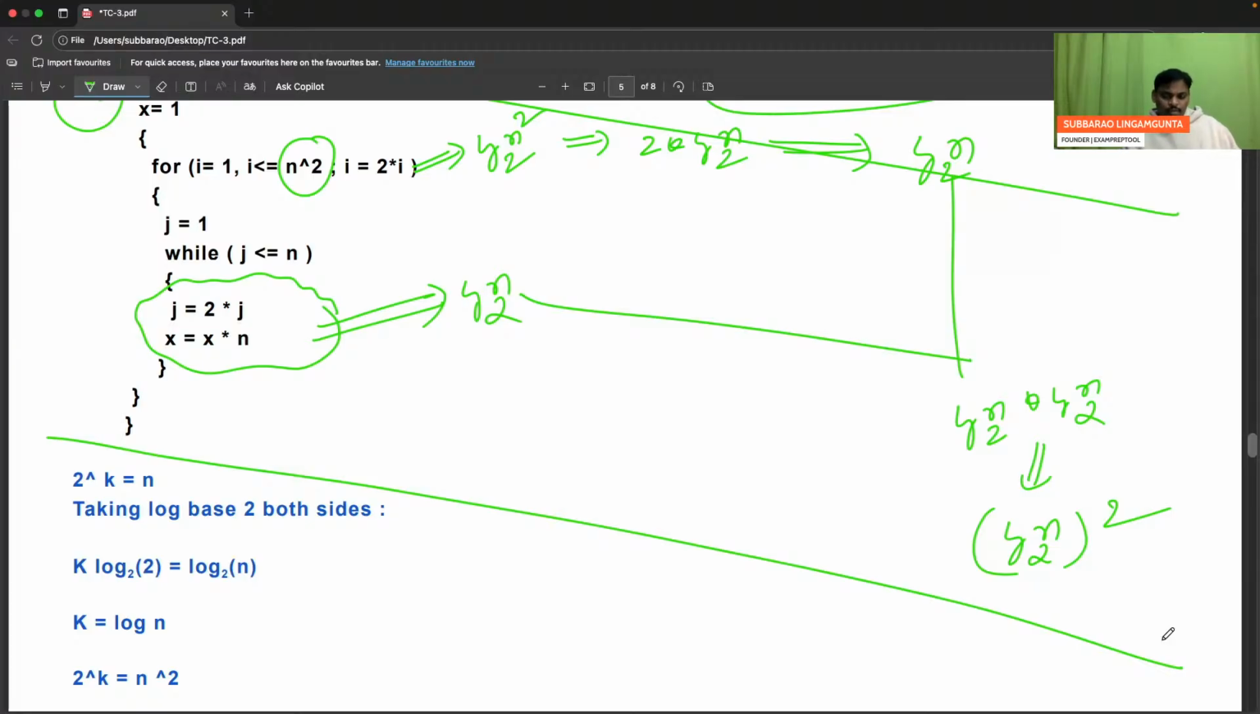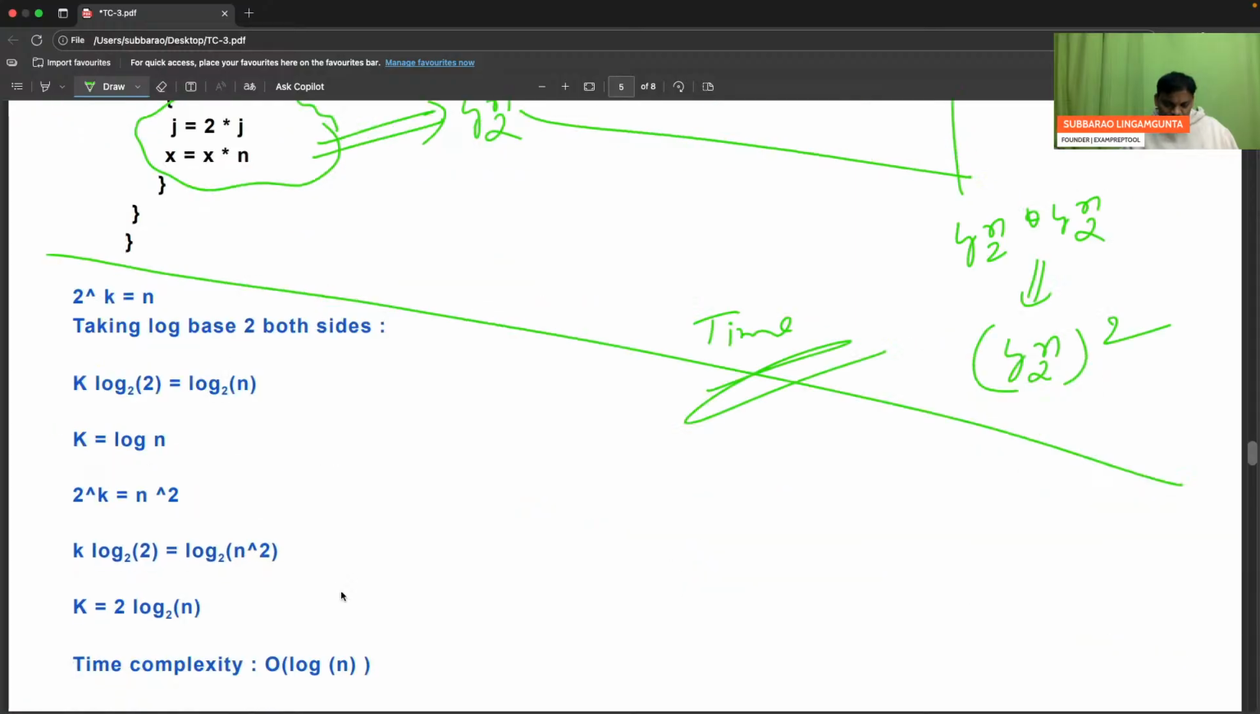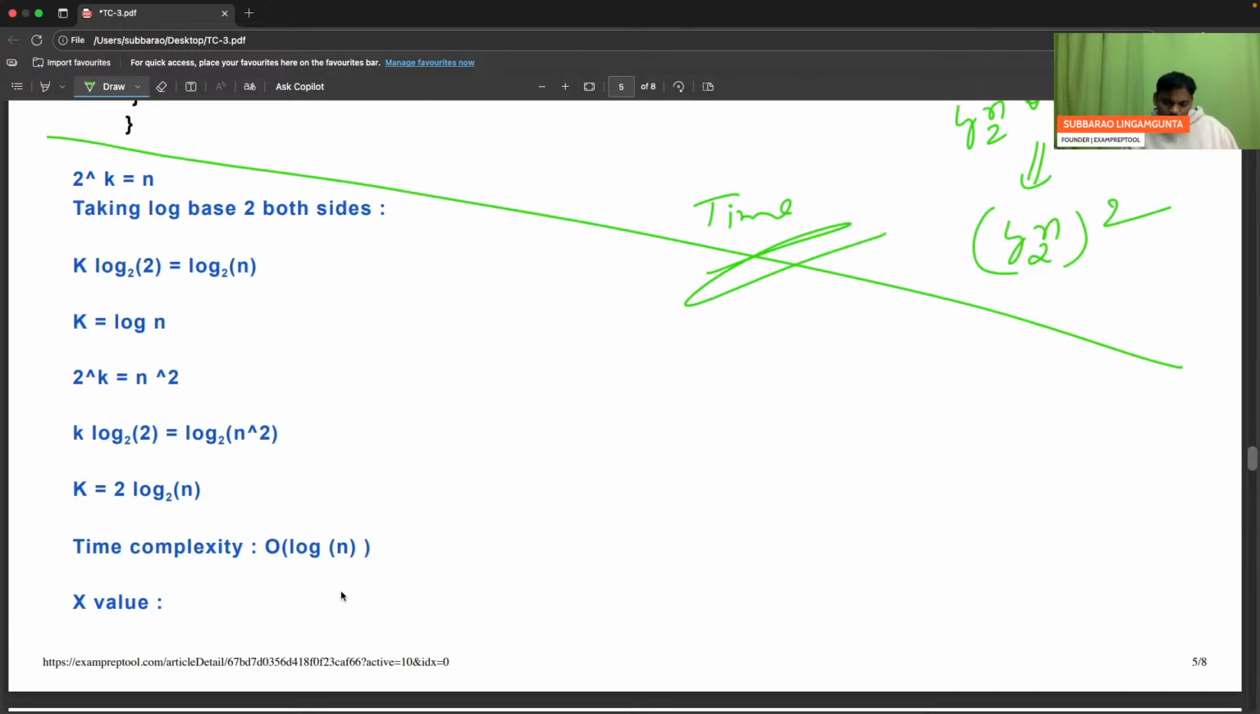Right? Same answer. So time complexity is (log n base 2) whole square. There may be so many things here, and I think it is not written clearly. Let me write it now. I'm explaining, see this one. Log n base 2 whole square. Time complexity is log n base 2 whole square. I will change it.